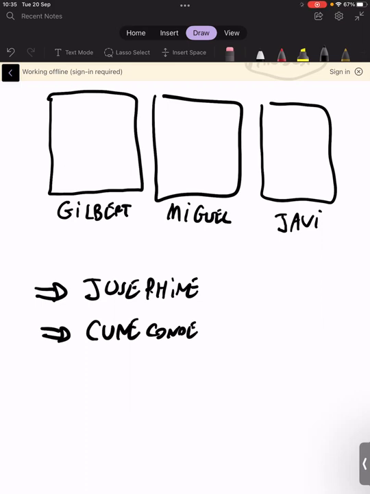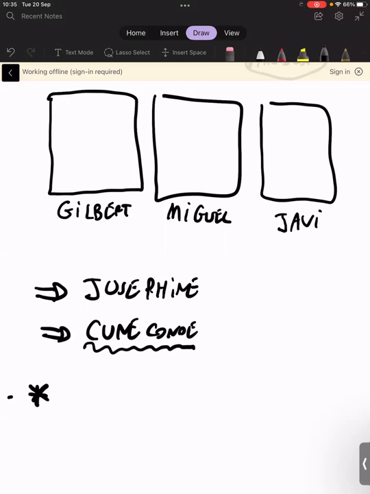So Gilbert wants to see Cunégonde, who is in this room, and tells her, OK, Cunégonde, can you tell me who Josephine chose? And then Cunégonde tells me, no, no, I can't. Josephine asked me not to tell anybody. I can't tell you. Okay. So this is the beginning of the story.